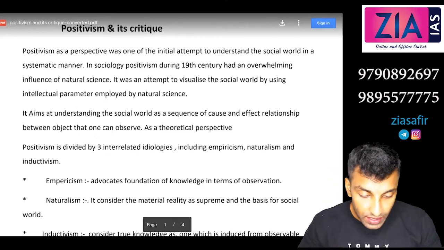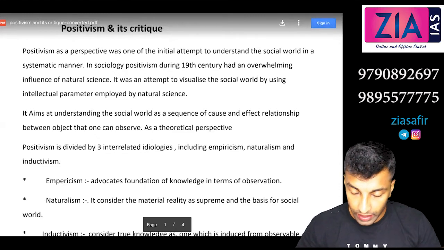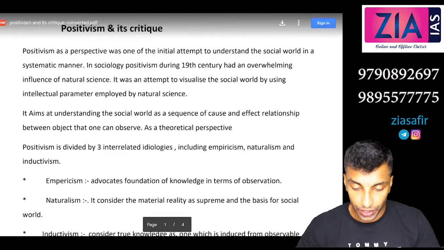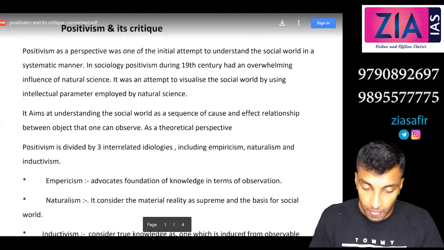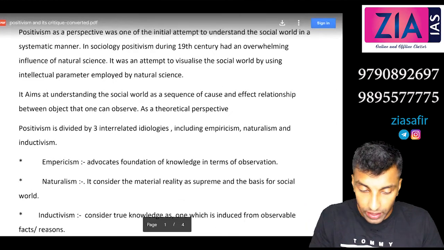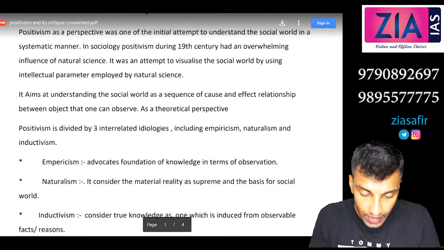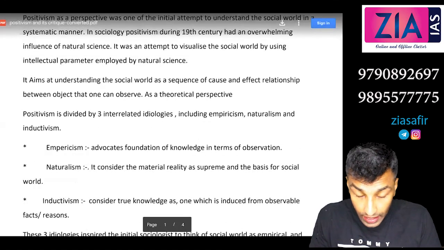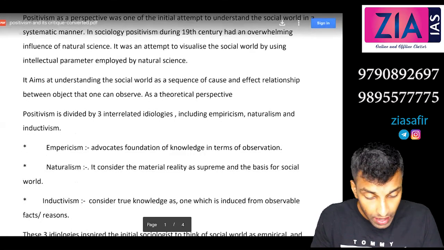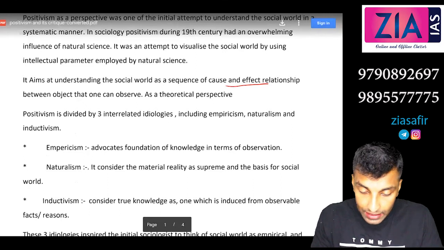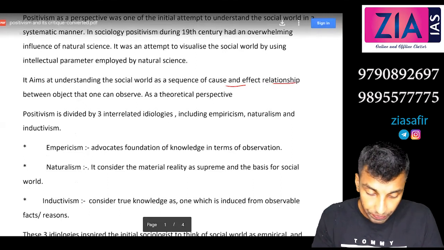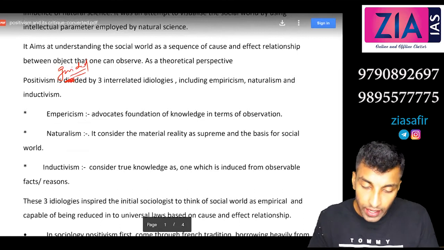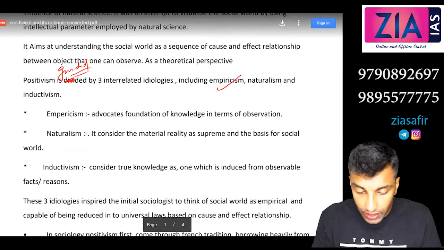Yes. So positivism as a perspective was one of the initial attempts to understand the social world in a systematic manner. In sociology, positivism during the 19th century had an overwhelming influence of natural science. It was an attempt to visualize the social world by using intellectual parameters employed by natural sciences. So it aims at understanding the social world as a sequence of cause and effect relationships between objects that one can observe. As a theoretical perspective, positivism is guided by three interrelated ideologies: empiricism, naturalism, and inductivism.